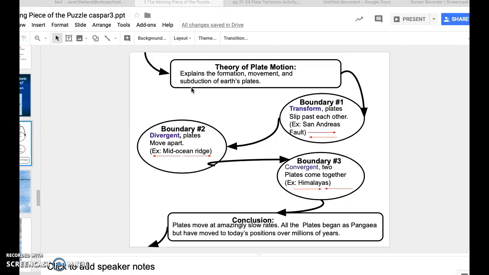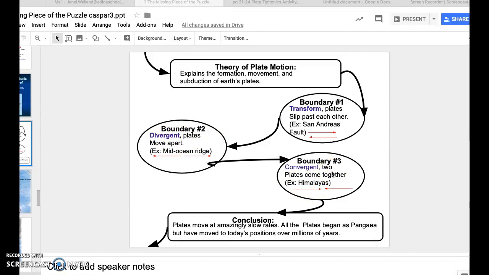Last class we learned that there are three types of boundaries. So I've got transform boundary here, divergent boundary, and convergent. So you're going to want to write those in. The exact bubble that you put them in does not matter. Please also include a quick description of how the plates are moving. So remember, transform boundaries, the plates slip past each other and the edges of the plates are rubbing. With a divergent boundary, the plates move apart, and convergent boundaries, the plates move together.